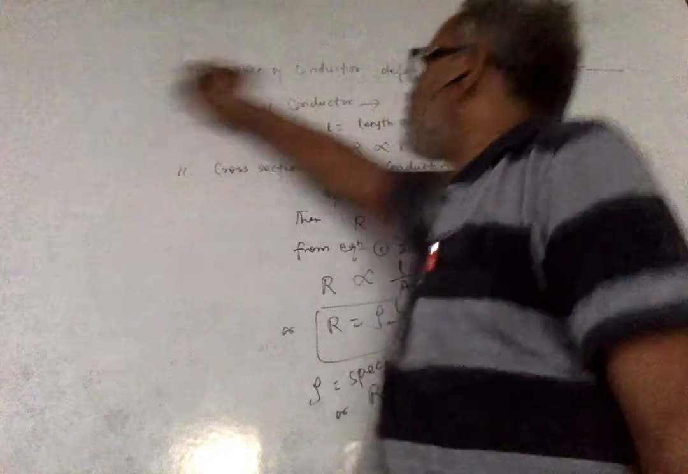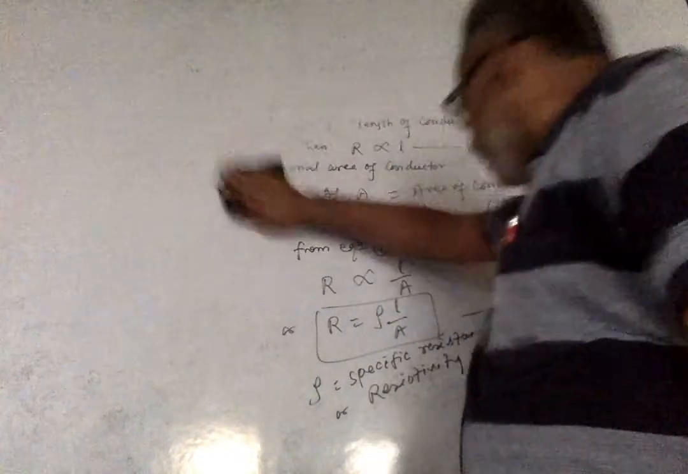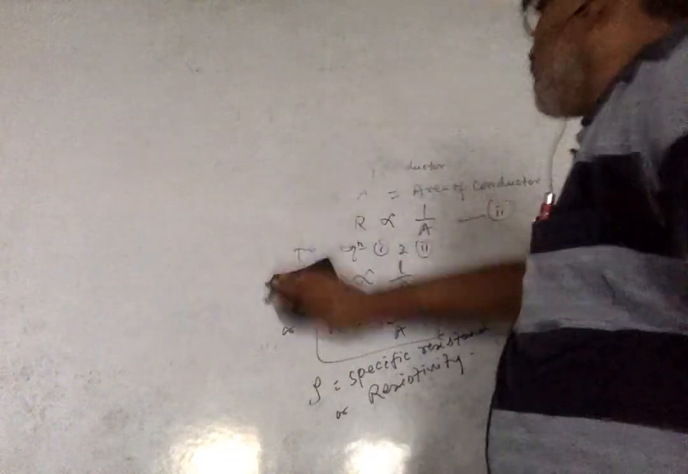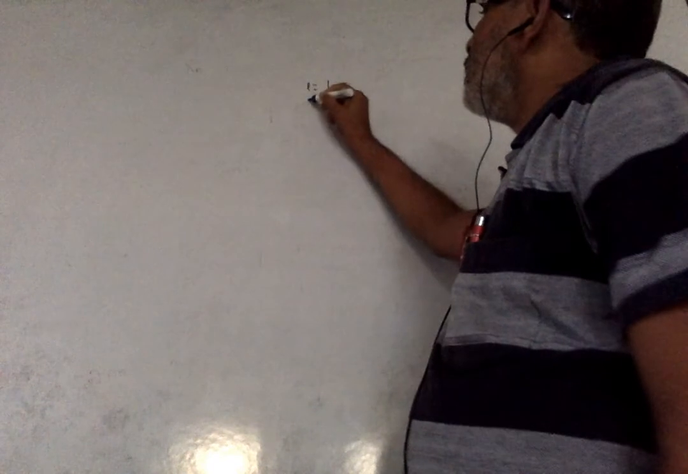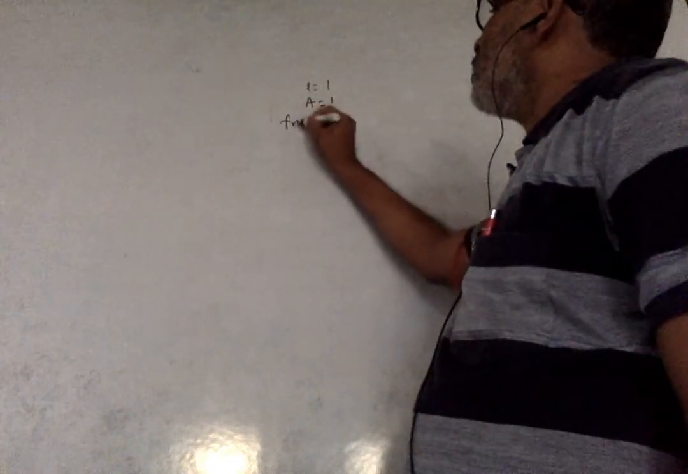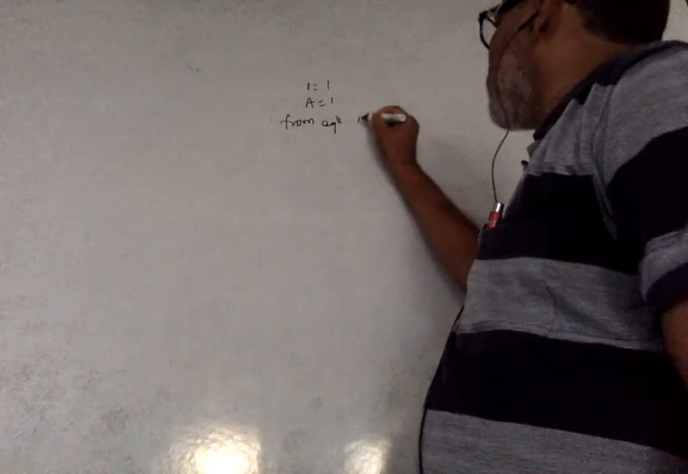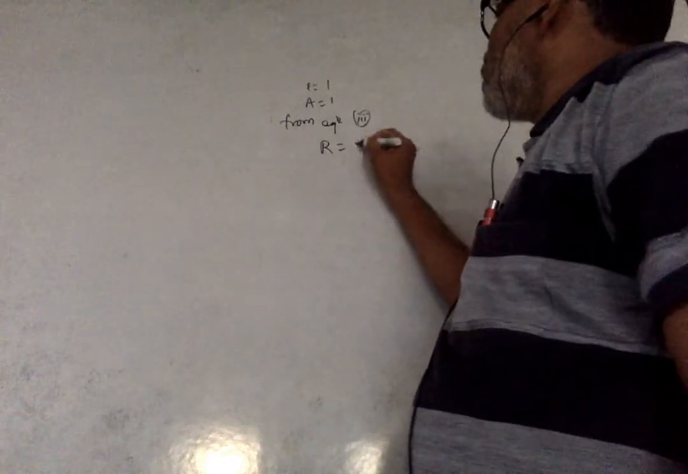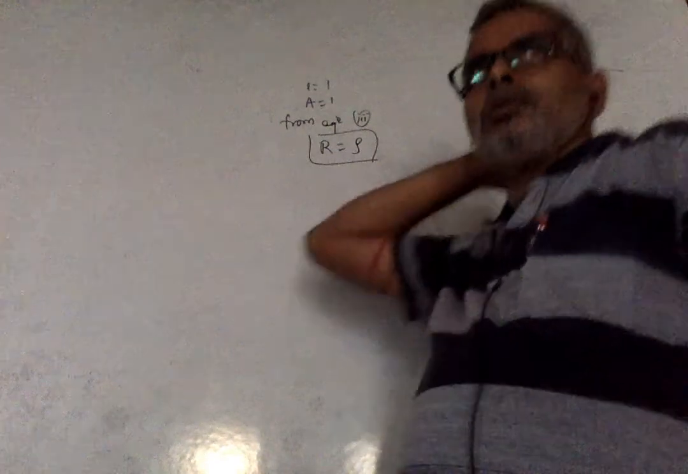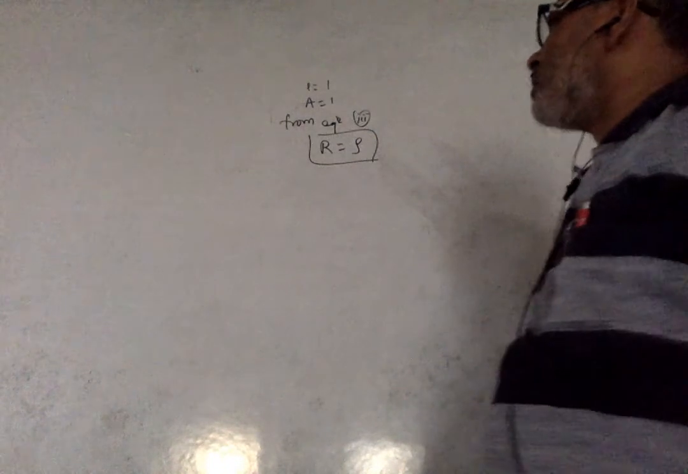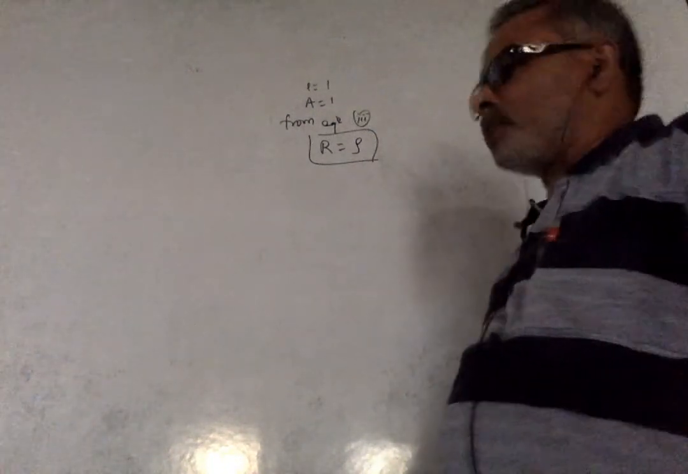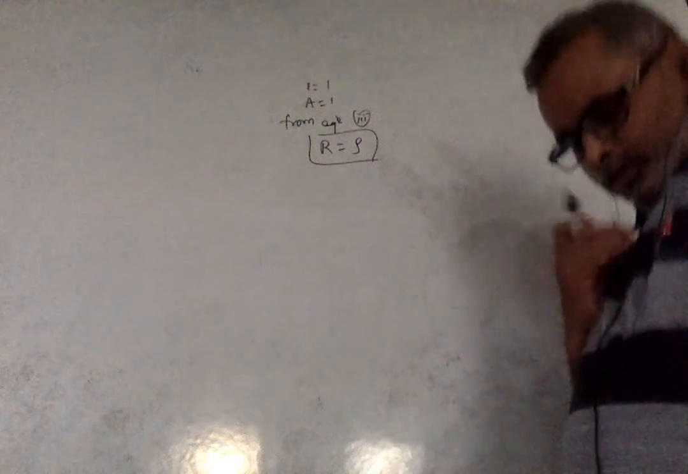It is defined as follows. By taking L and A as unity, that is L equal to 1, A equal to 1, from equation third, R equals rho. Resistivity: the resistance of unit length and unit cross sectional area of a conductor is called resistivity.